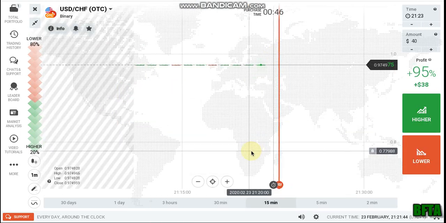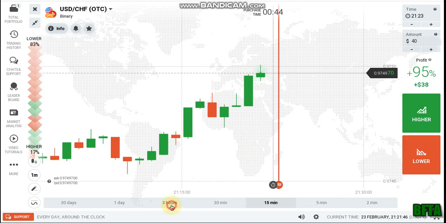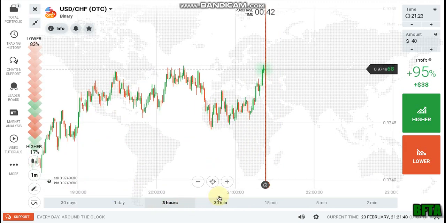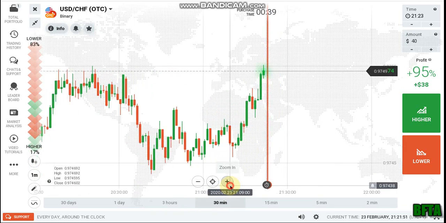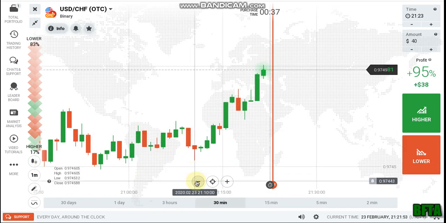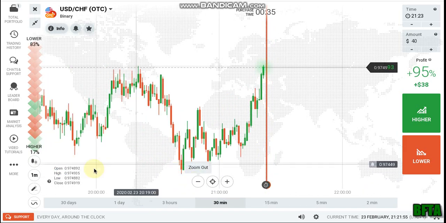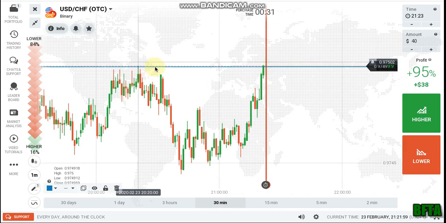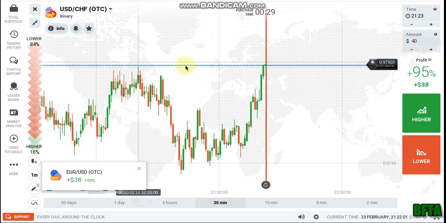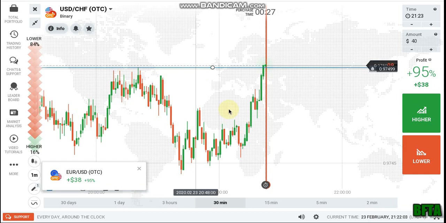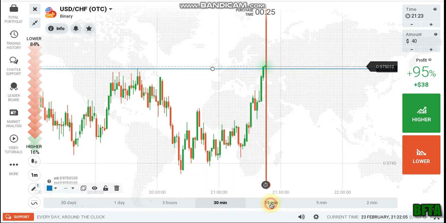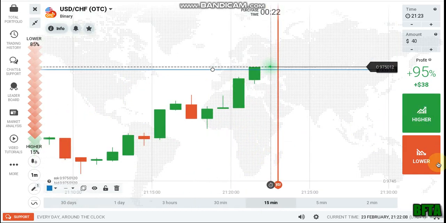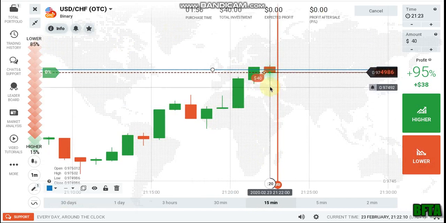Let's see this one. Okay, this is a major and minor uptrend, a strong buyers movement. So I think they break this seller's entry. Okay, now I can see a Marubozu candle, so I'm going to place a put option. Oh, my entry is late.